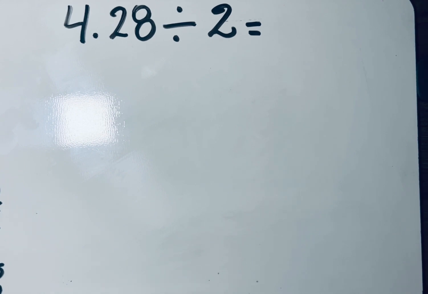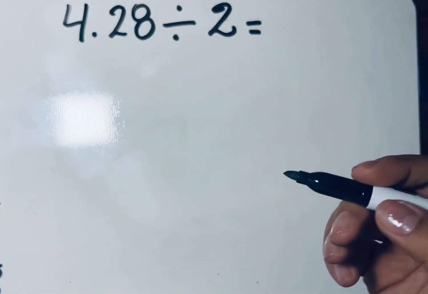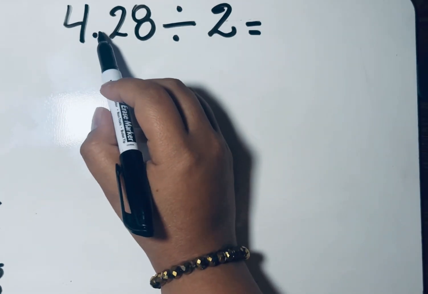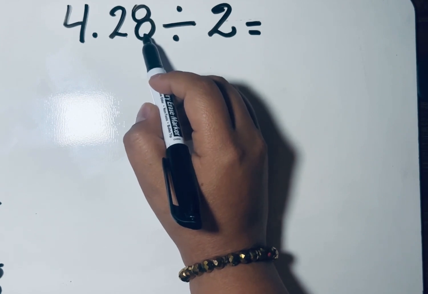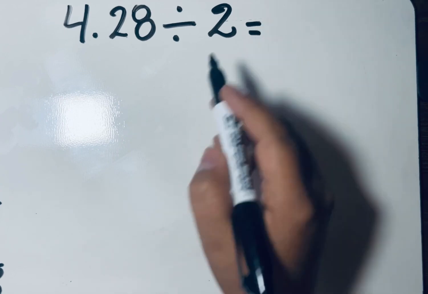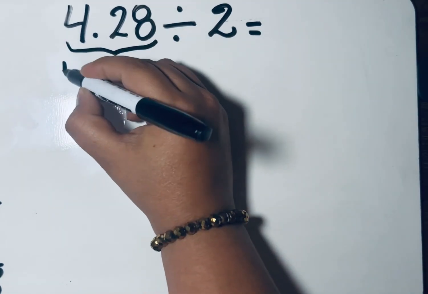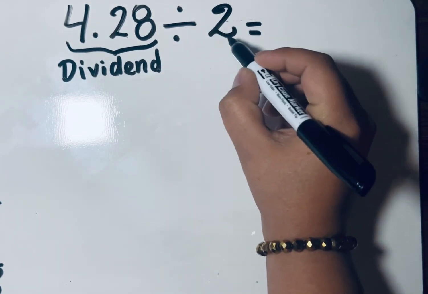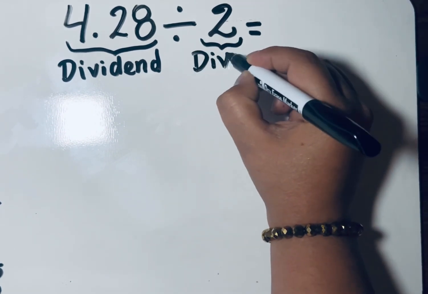So this video is to show you or review the decimals division we studied in class. Let's remember how to read these numbers. It's 4 and 28 hundredths divided by 2 equals, okay? So the first number is called the dividend. And the second number is called the divisor.